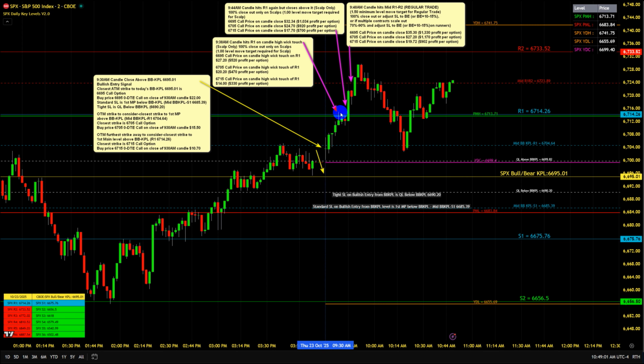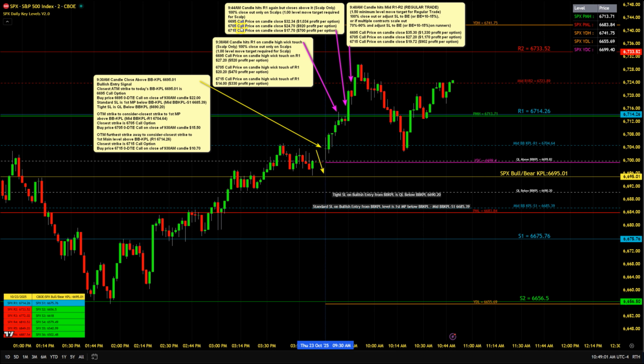So if you missed getting out here based on the touch, you had another opportunity to get out on your scalp here. In this case, the close of the candle was near the high of the candle as well. As you can see, we have just a tiny wick on the top of this candle. So the 66.95 call price on the candle close here of this particular candle was $32.34. So now that is a $1,034 profit per option on the 66.95 calls on a scalp only.